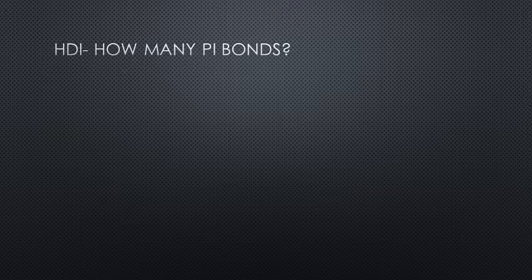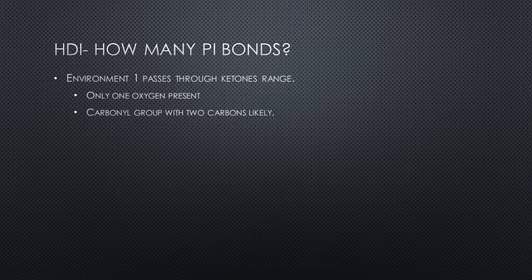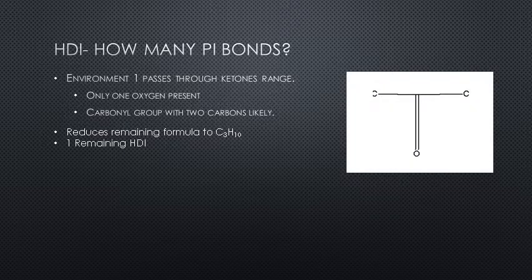Alright, so first we'll focus on the hydrogen deficiency index, because this will tell us where we have double bonds or rings. Environment 1 we know passes through the ketones range, and since we only have 1 oxygen present, it's pretty reasonable to assume that we'll have a carbonyl group, and since it's a ketone, it'll have 2 carbons attached to it as well. So I just went ahead and drew that in there. If we take those 3 carbons and our oxygen out, that reduces our formula to C3H10, which leaves us with 1 remaining hydrogen deficiency index.